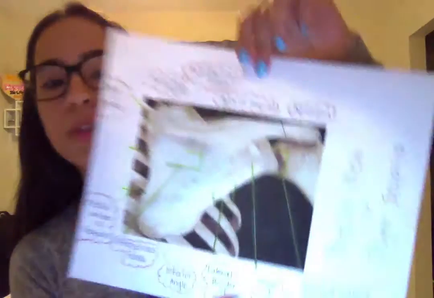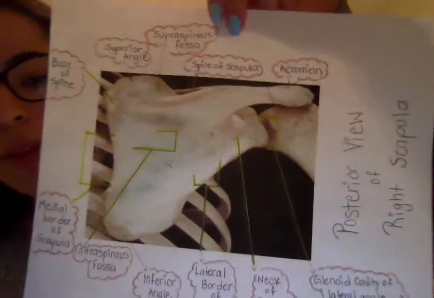What I'm going to do now is show you two pictures, one of the posterior view and another one of the anterior view of the clavicle. And I'm going to be explaining some things to you as we go along. So basically, this is a posterior view of the right scapula.